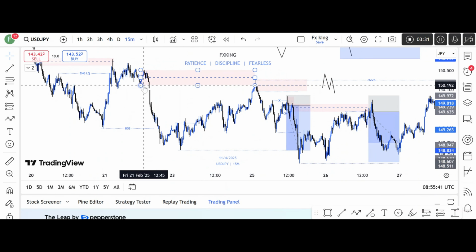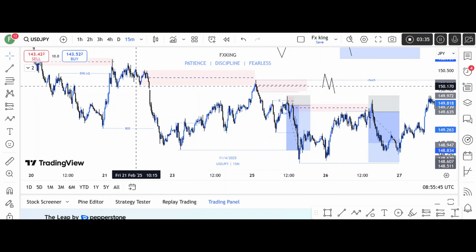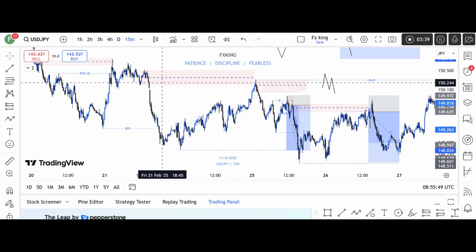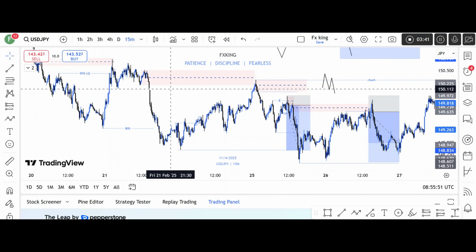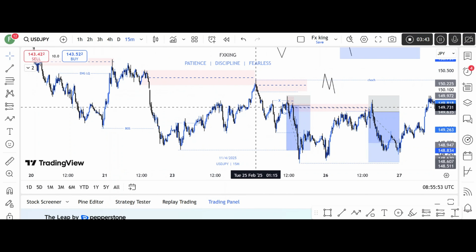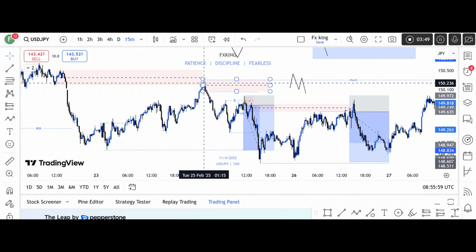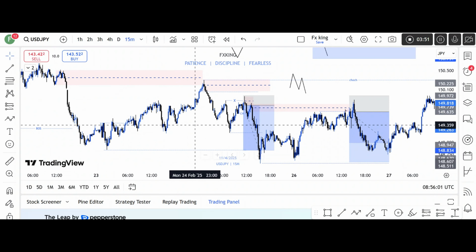So on a bigger time frame, this is an order flow. If you don't know what order flow is, you can watch my previous videos to understand it. So this is an order flow, and when the market tapped into this order flow, we were anticipating the market to rally back up to the origin of where the market tapped into our order flow and gave us a change of character.